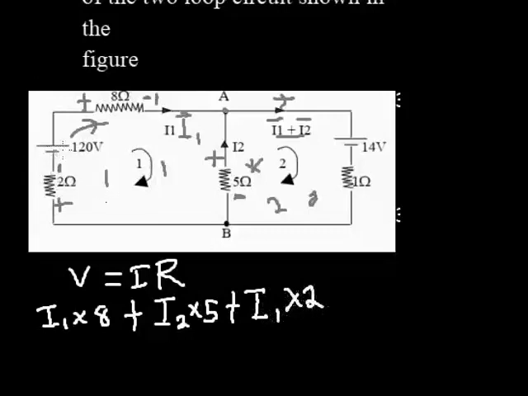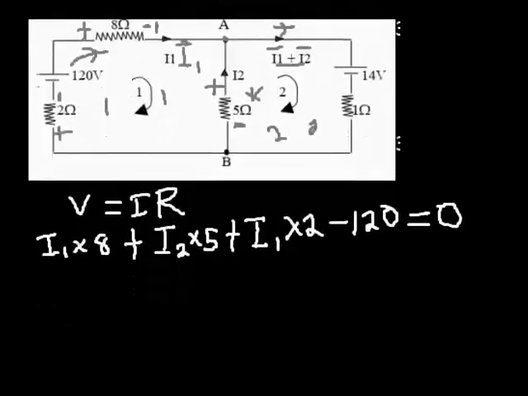Then I now encounter the voltage source. I encounter the negative part of the voltage source, so that's going to give me minus 120. Now, according to Kirchhoff, if I add the whole of these voltages, it should give me 0. So I'm done with loop 1, but let me evaluate that first. This is going to be 8I1, then plus 2I1. 8I1 plus 2I1 is going to give me 10I1.